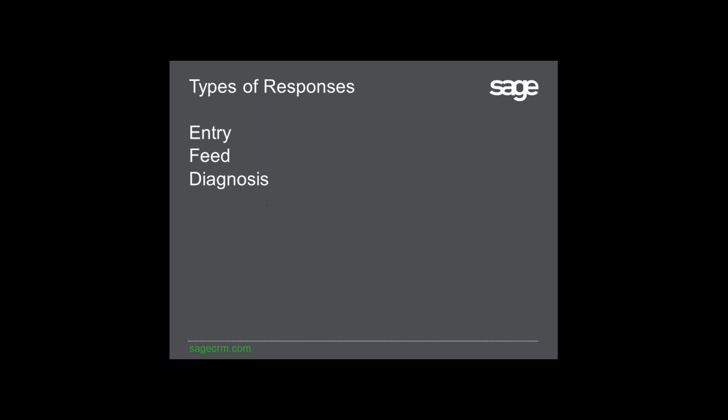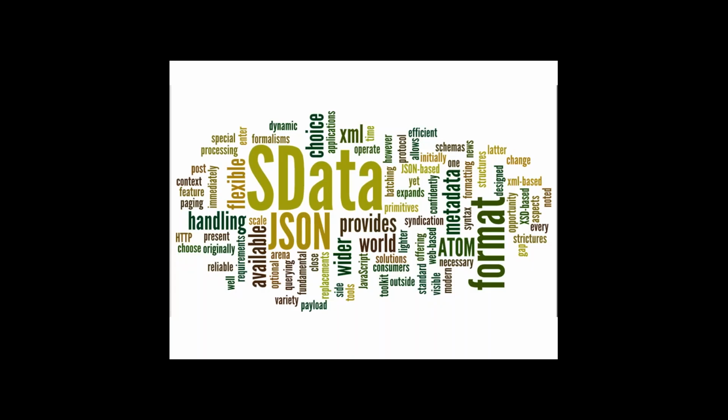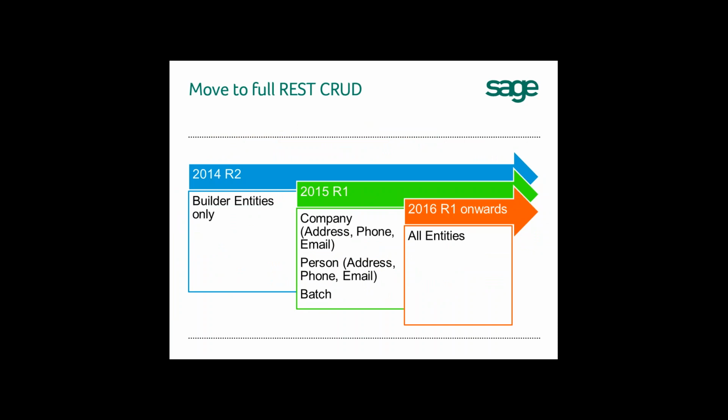Now, with the types of response, I've already started to talk about a couple of these: entry, feed, and diagnosis. Entry is where there's a single response. A feed is where there's multiple records returned, and a diagnosis is where there is a managed reference. Within the cloud, what we've got within 2.15R1 at the moment is interaction on the company and the person, in addition to all builder entities, and there's a batch capability as well.